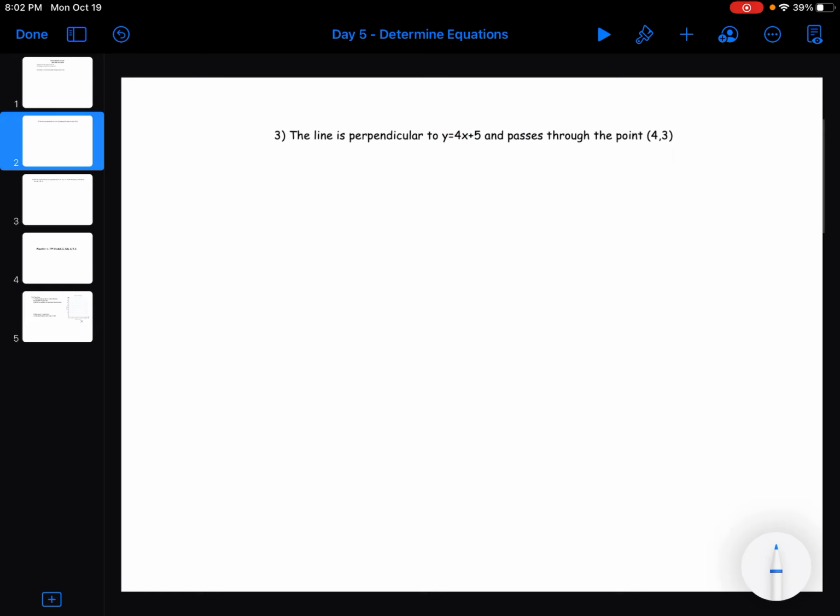Now, looking at this next question, we have a perpendicular slope. Well, remember, the slope in this graph is equal to 4. And remember, a perpendicular slope is the negative reciprocal. So we have to flip the fraction, and then we have to make it negative. So our perpendicular slope, that sign means perpendicular, is -1/4. And we know it passes through this point.